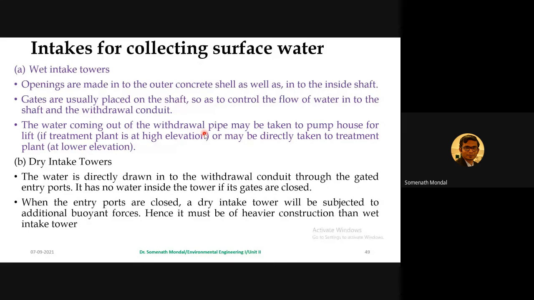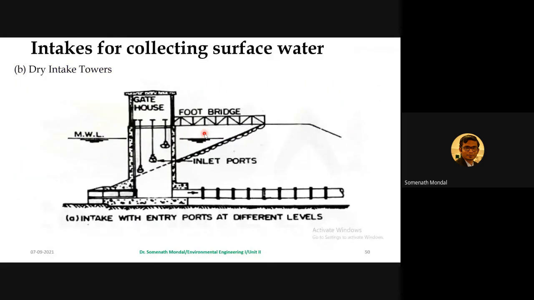Now, dry intake towers. If you see here, this is the sectional view of the dry intake tower. In this case, the water is directly drawn into the withdrawal conduit through the gated entry ports. So there is no separate structure where water is stored or accumulated. Directly from the source, water is drawn to the withdrawal conduit through the gated entry ports.